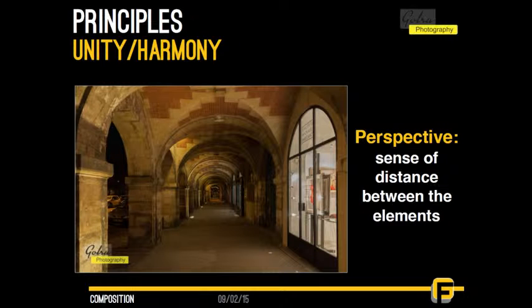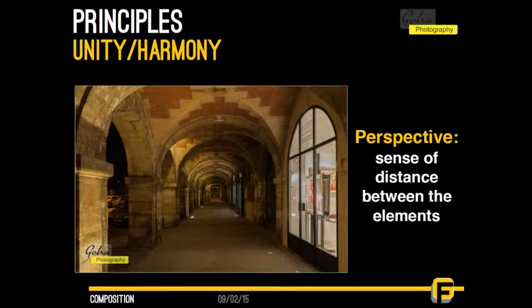Now let's see unity, harmony. In unity and harmony, the first thing is perspective. What are unity and harmony? Unity is when things are joined together to create something. When you put two things next to each other, that is unity. And harmony is when those two things are making sense, when they belong to each other. That is harmony.